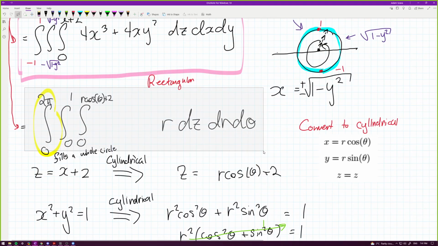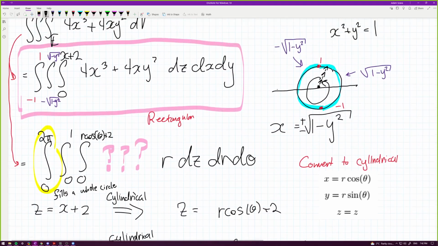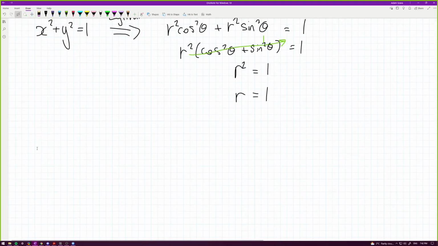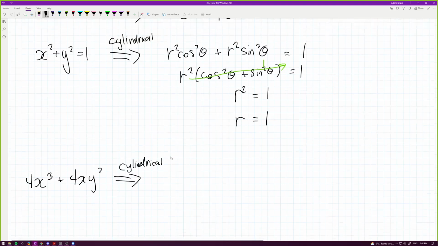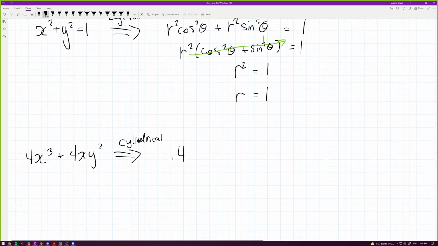I need to now deal with the inside, right? So I'm just gonna put question mark, question mark, question mark for now, just to note that I'm not leaving it blank on purpose. I gotta convert all that to polar now, right? So let's just say I'm gonna convert this to polar. I keep saying polar, but I mean cylindrical. Okay, so let's go ahead.